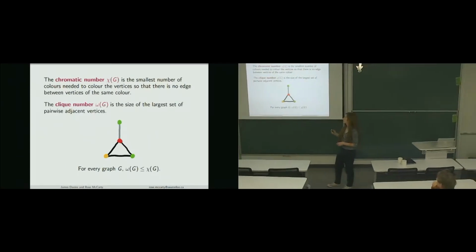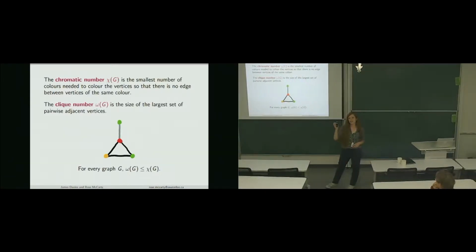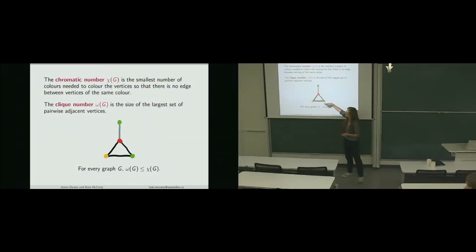And then just as a reminder, the chromatic number of a graph is the minimum number of colors needed to color it so that there's no edge between vertices of the same color. And the clique number is the size of the largest clique of the graph. I'll be writing chi for the chromatic number and omega for the clique number. For this particular graph, this is now a coloring because there's no edges between the green vertices, and the size of the largest clique is 3. For every graph, the size of the largest clique is at most the chromatic number because you have to use different colors to color all of the vertices in the clique.